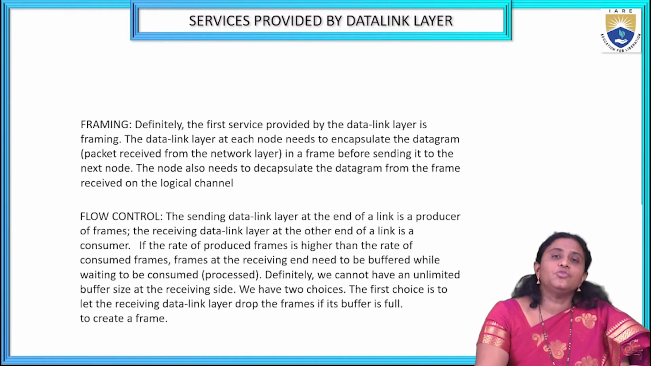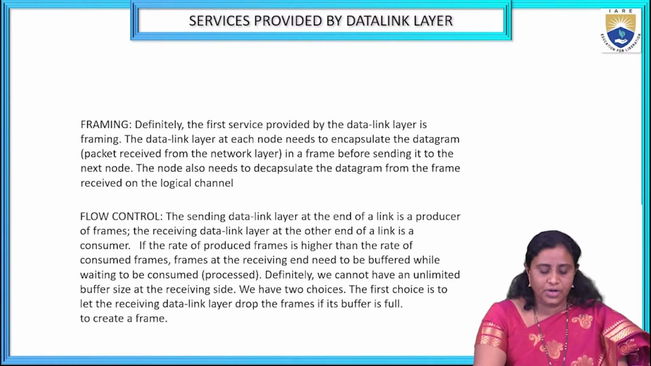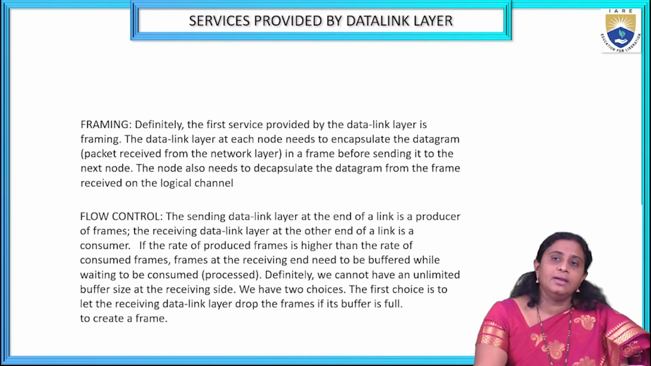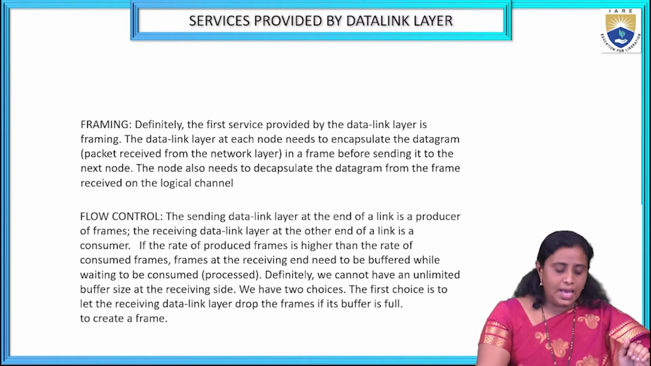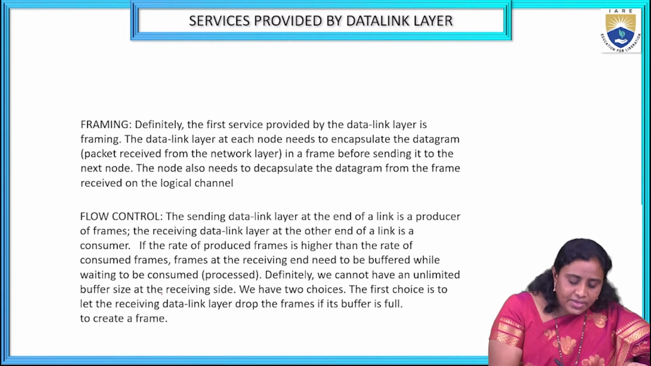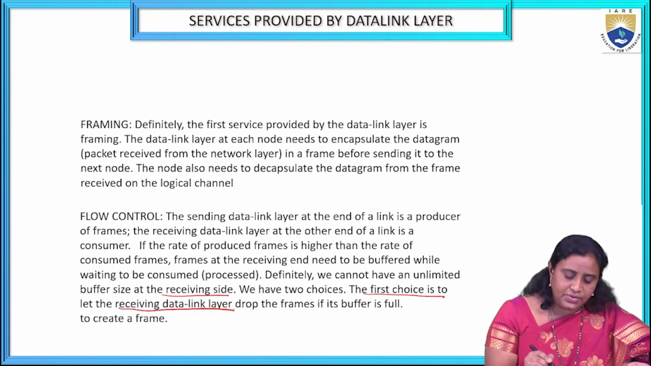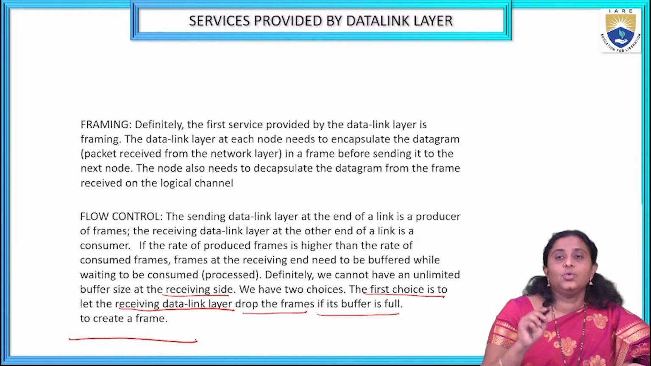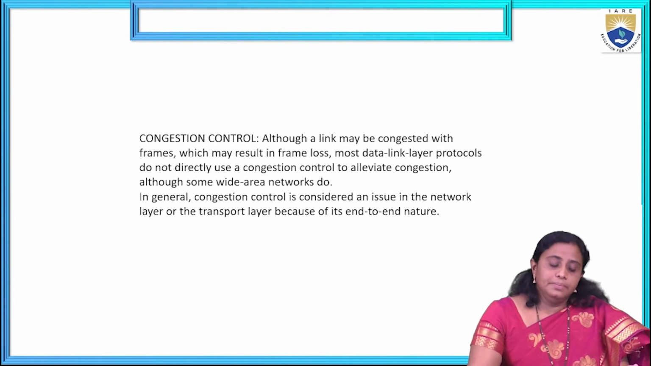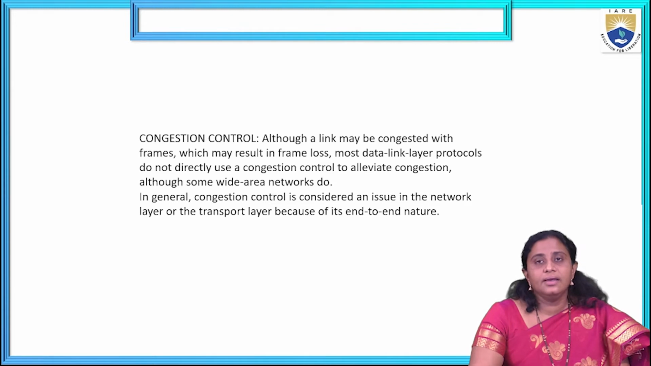If the rate of produced frames is higher than the rate of consumed frames, the frames at the receiving end need to be buffered while waiting to be consumed or processed. Definitely, we cannot have an unlimited buffer size at the receiving side. We have two choices. The first choice is for the receiving data link layer to drop the frames if the buffer is full, or to create a feedback to the sender.